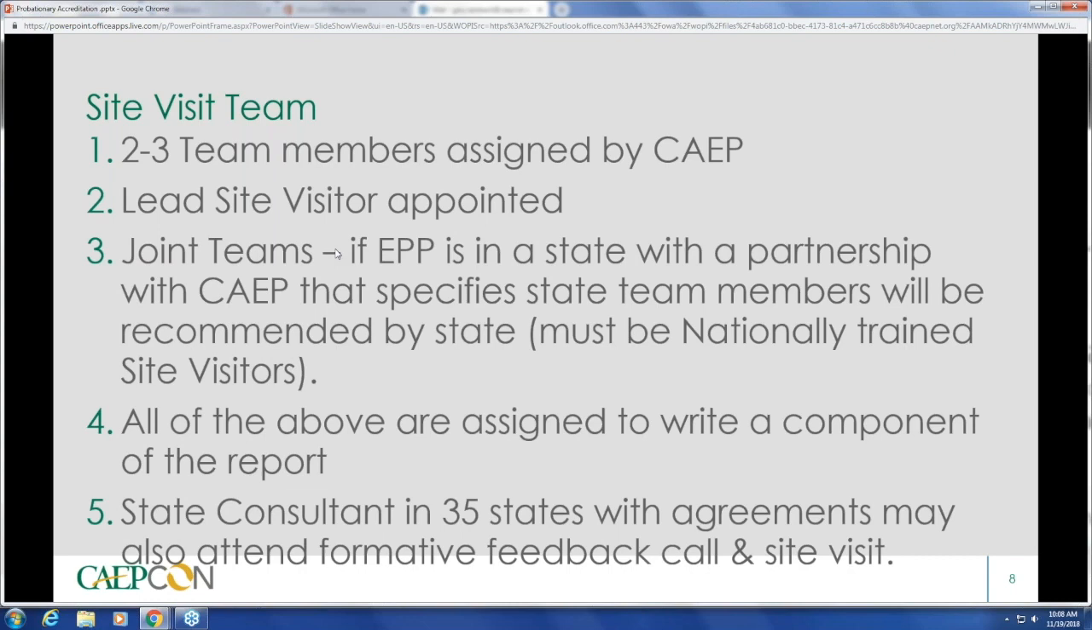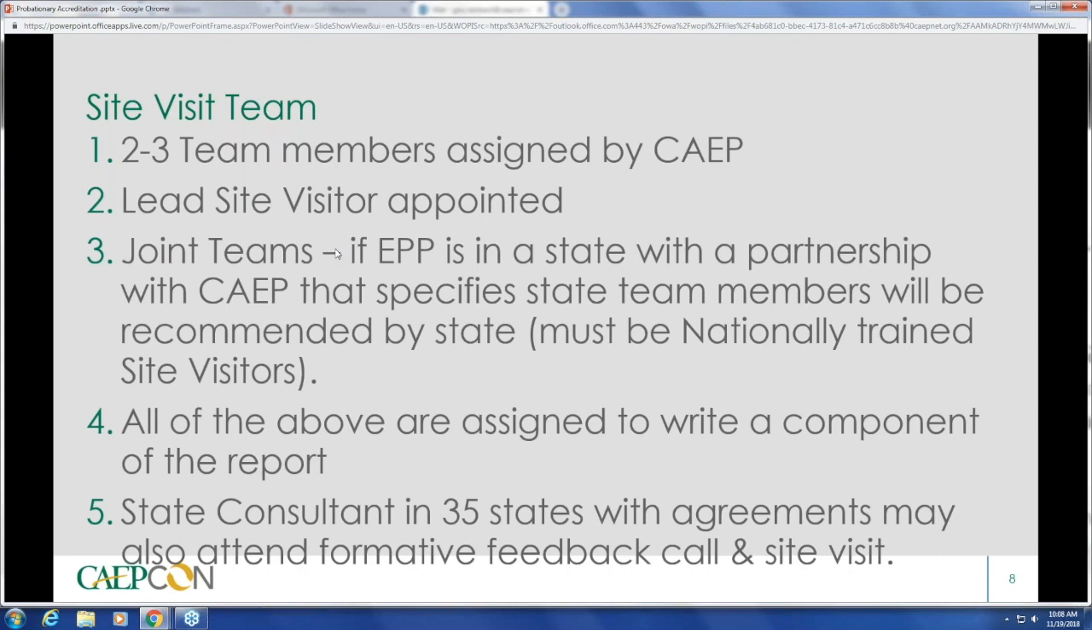I also want to help you understand about the joint team. So CAEP has state agreements with 35 different states. We have about 10 or 12 that specify for a joint visit. And so in this case, if we're going to have a 2 to 3 person team, we would have 2 from a national audience and 1 from their state. And the people that are recommended by the state must be nationally trained. So they can't just be somebody from their state.